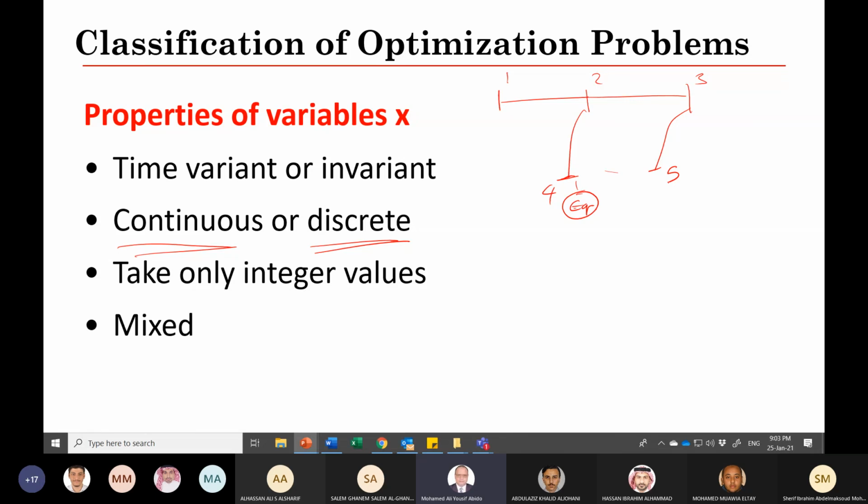And you can have mixed. In some problems, you can have mixed integer and also continuous variables. For example, you need to find the location and size of the equipment. The size could be discrete.